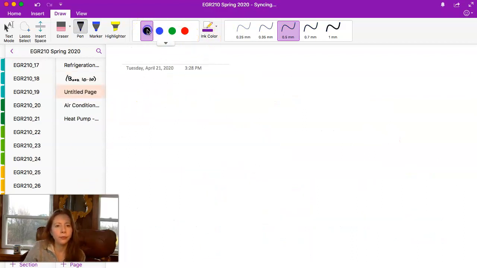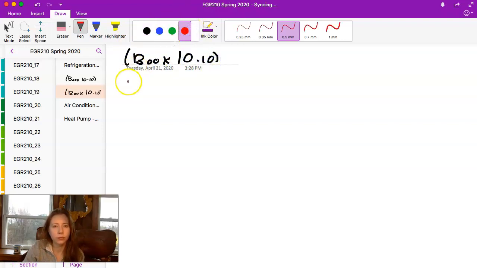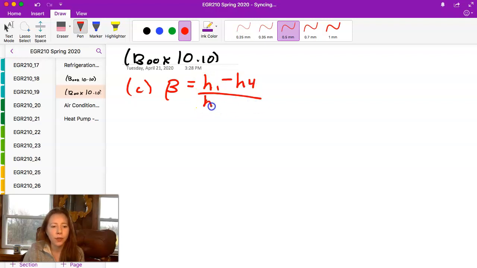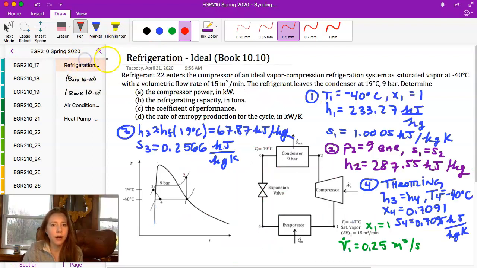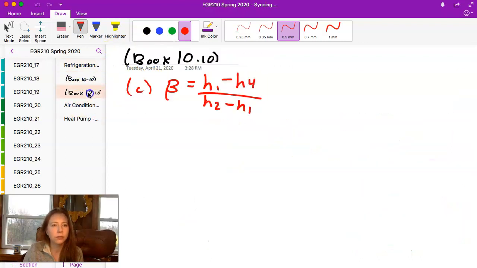Now, we're going to do C. So for C, we were looking for the coefficient of performance. So beta is going to be equal to H1 minus H4 over H2 minus H1. So this would be our Q in over WC. And so this is going to give us 3.05 when we plug in our enthalpies.